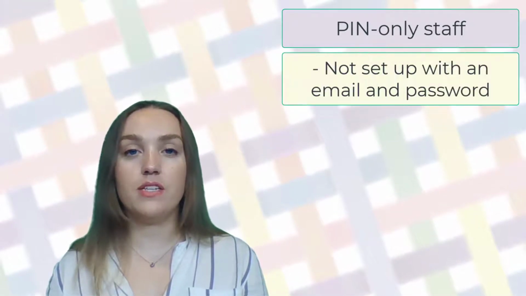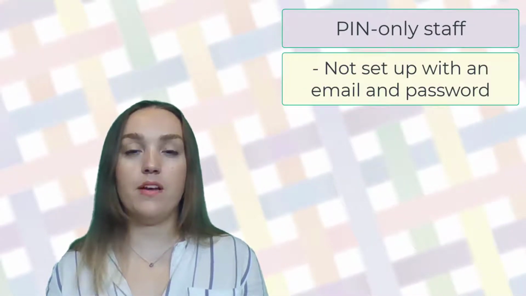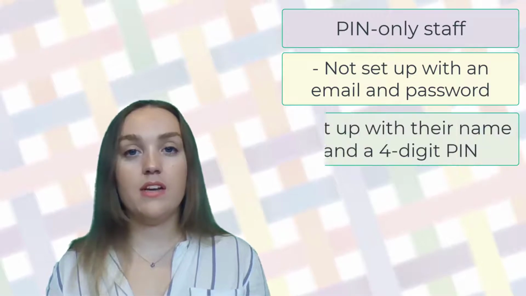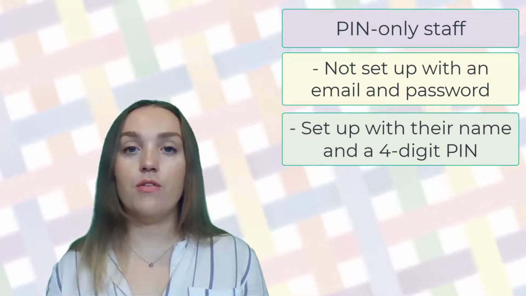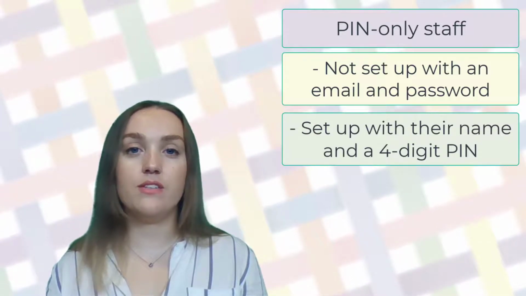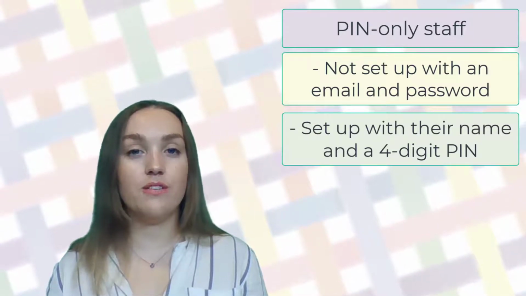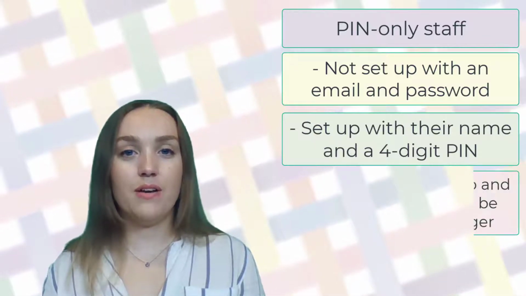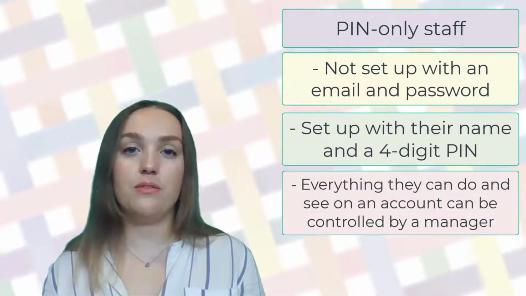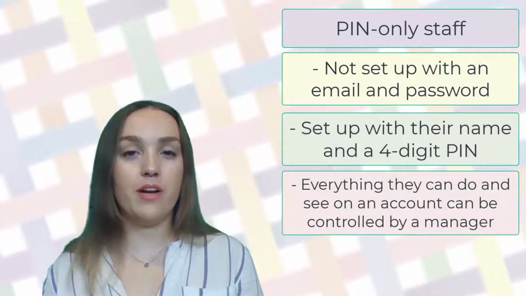Finally, there's PIN-only members of staff. Now they aren't set up with an email address and password, they're only set up with their name and a 4-digit PIN. This means that in order for them to be able to log in, a manager or full member of staff must log in to a device first and then switch user. Just like with full members of staff, everything that PIN-only members of staff can see and do on an account can be controlled by a manager through the user permissions. So now that we've covered the different staff types, let's look at how we add them.